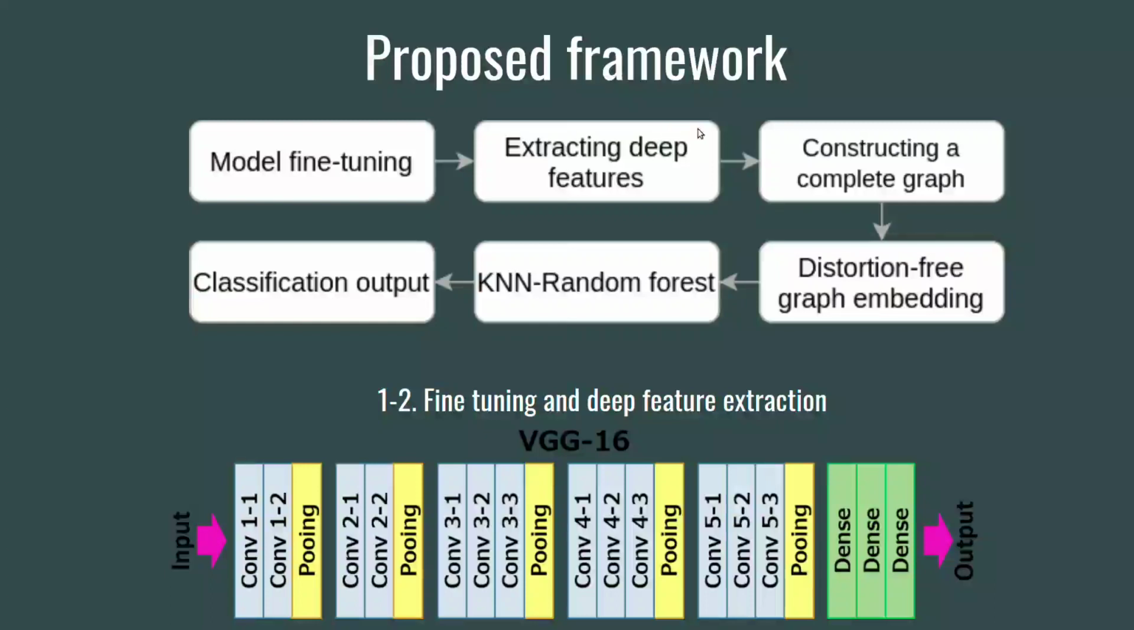Thirdly, we create a complete graph such that each node represents a feature and the weight of each edge reflects the absolute difference between the corresponding feature values. It is followed by the embedding of each graph into a geometric space under L-infinity without distortion. Finally, applying the hybrid algorithm KNN-Random forest for image classification and generating the classification output.